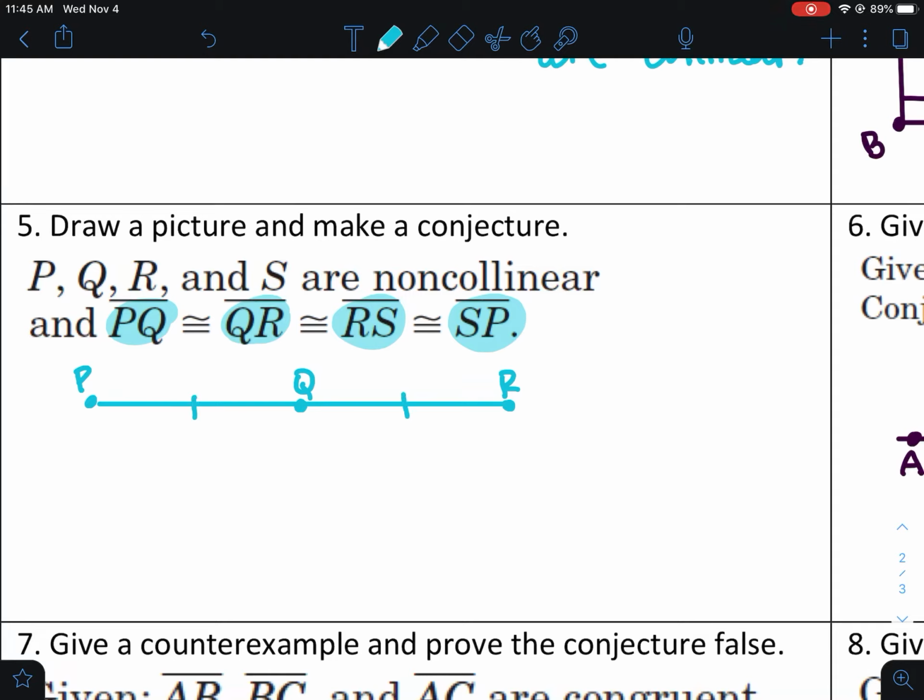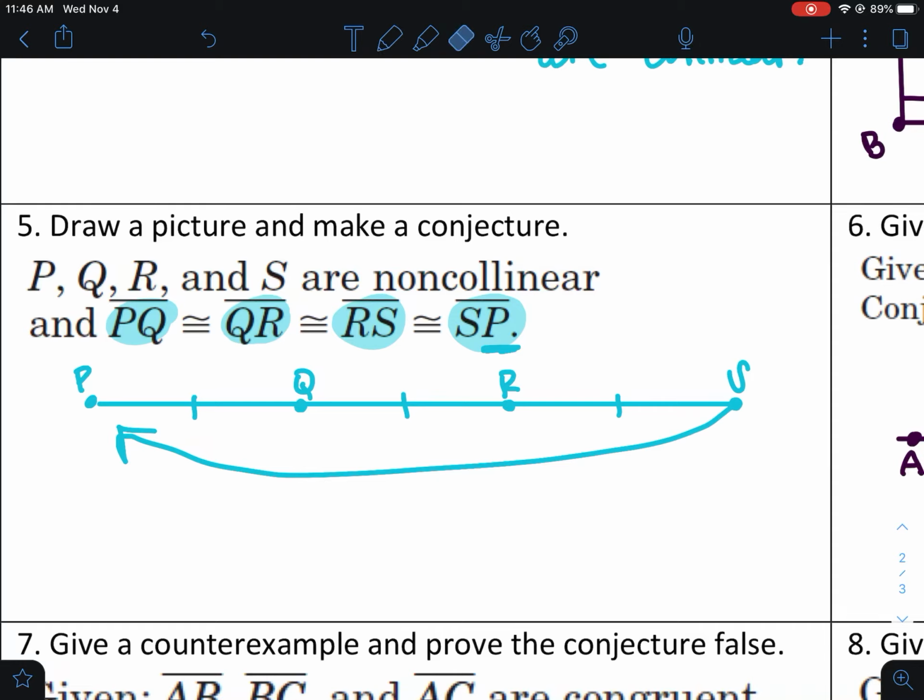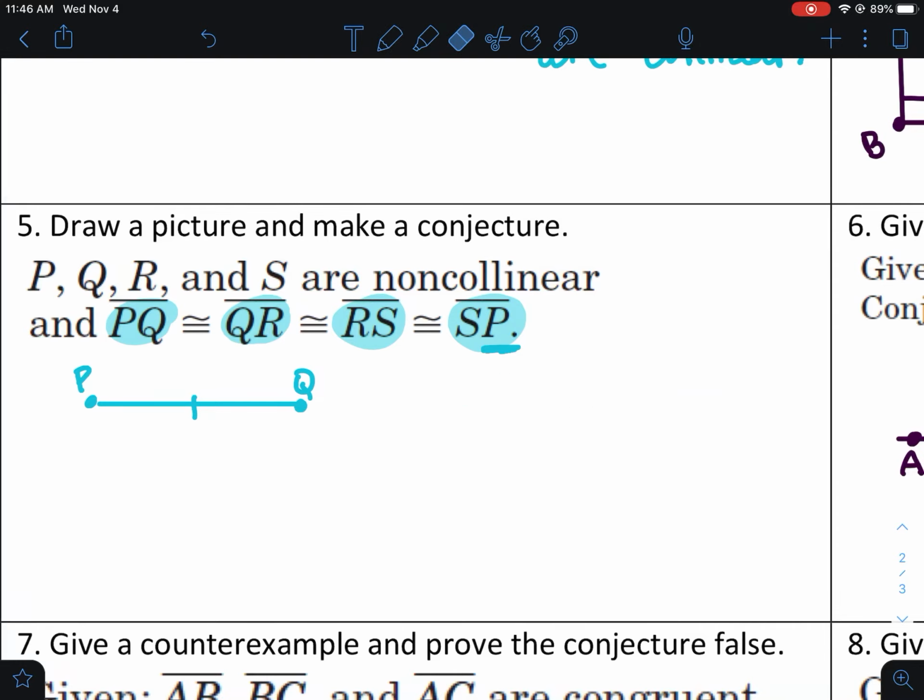Okay, so those are congruent. RS. Okay, and then it says SP. Wait a second, P is way over here. Well, what do I need to do to make this make sense? Let me try that again. So I need to make sure that when I'm done, S can connect back to P. So I'm going to have to make this a closed figure.